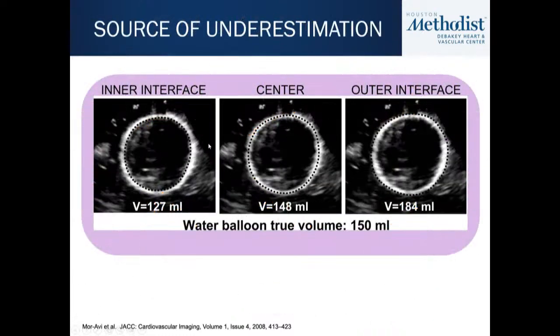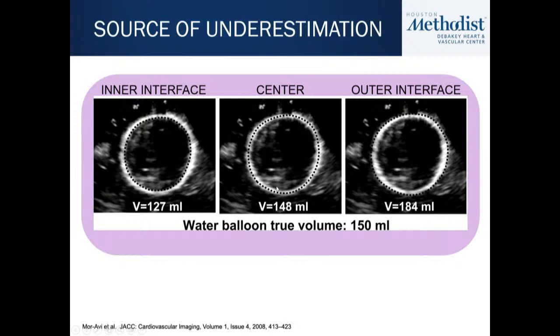true muscle. So in the same study, they had a phantom, and this was a balloon that they know for a fact is 150 mLs. And notice with really just minor changes of where you trace, you can get a dramatically different result. So if you trace on the inner edge, you get 127.